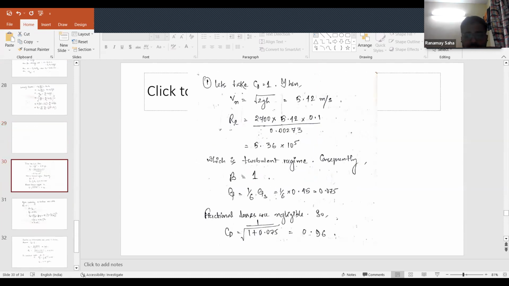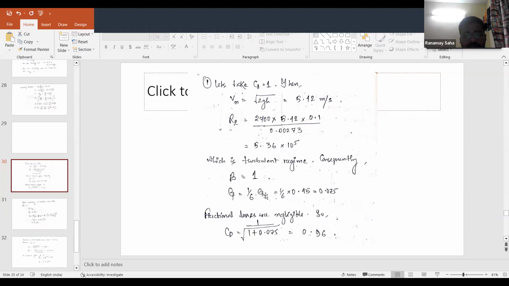So for a tapered entry, e_f gets modified to e_f by 6. That is what we have considered here. So e_f becomes equal to e_f by 6, and using that you can calculate it as 0.075. But what is e_f, how is it 0.45? For that you have another graph.